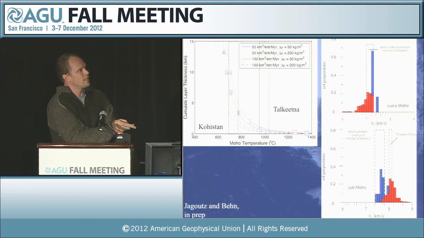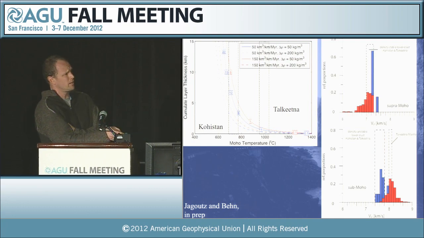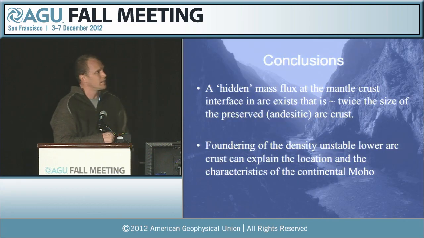When you look at the seismic velocities of the rocks that are preserved in Talkeetna and in Kohistan, you see that they match very well the composition of rocks that are considered to lie above the Moho in continents and in arcs, whereas those rocks that are density unstable in Talkeetna and in Kohistan have seismic velocities typical for rocks people consider lying below the Moho. And then, of course, the Talkeetna mantle, if you calculate the seismic velocity, matches very well with the seismic velocities we see underneath continents. And that then leads me to my conclusion.